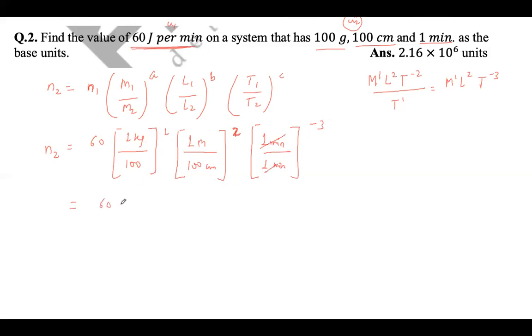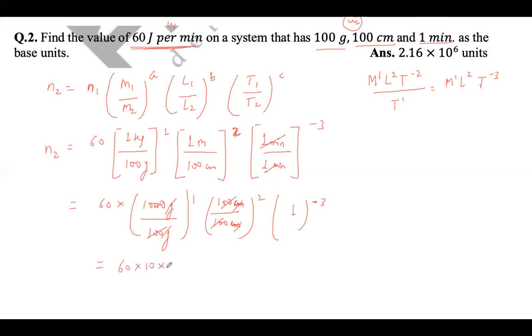अब इसको अगर हम लोग लिखेंगे 60 इंटू के जी है, ग्राम्स में कन्वर्ट कर लो, 1000 ग्राम डिवाइडेड बाय 100 ग्राम, gram and gram gets cancelled, raised to the power 1. 1 meter is 100 centimeter divided by 100 centimeter raised to the power 2. 1 raised to the power -3. Centimeter gets cancelled, 100 and 100 gets cancelled. So ये दोनों 100 चला गया, 10 बचा. So this is 60 into 10 into 1 square into 1.